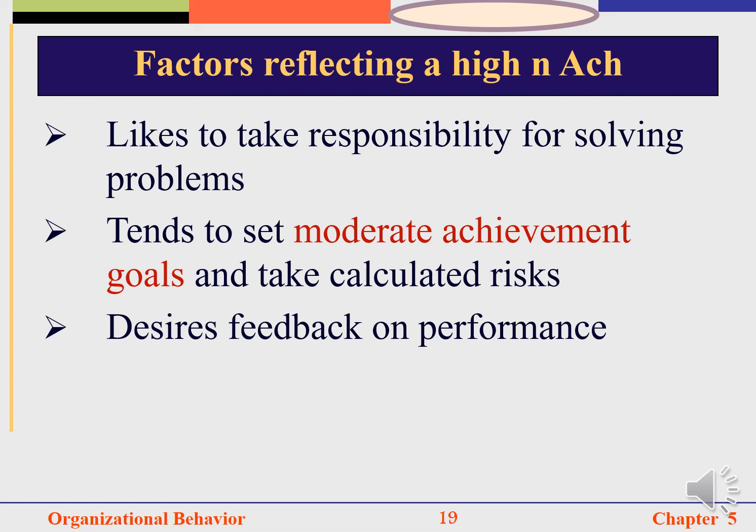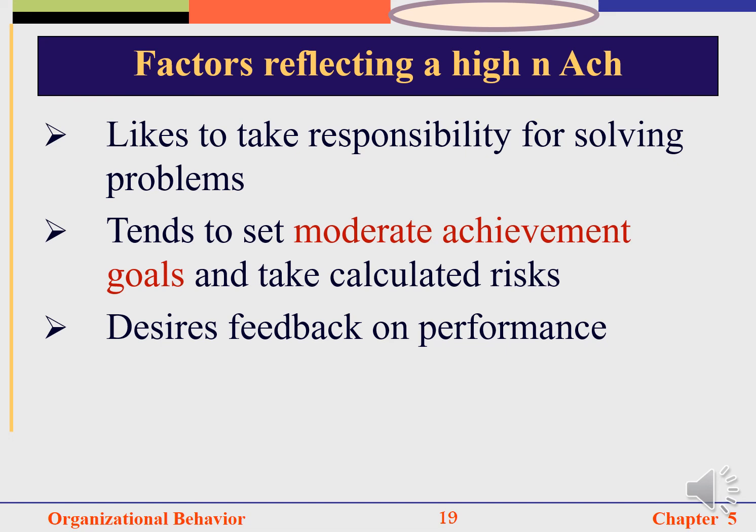If I give you three goals, the first goal is very easy. There is a 95% probability of success. The second goal is a 50% probability of success, and the third one is a 25% probability. Which one will you select? Those who have a high need for achievement usually select the one in the middle, the 50% probability of success. They will avoid the easy goals. If the probability is 95% or 90%, these goals are very easy. They do not attract those who have a high need for achievement.